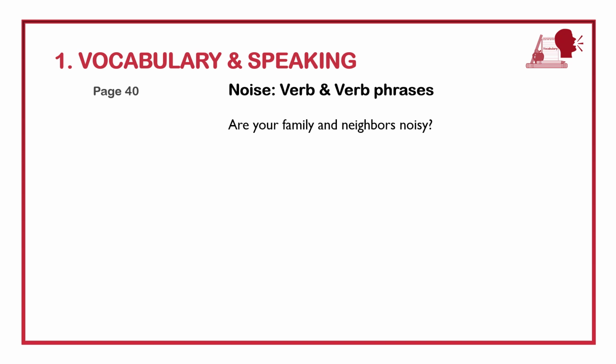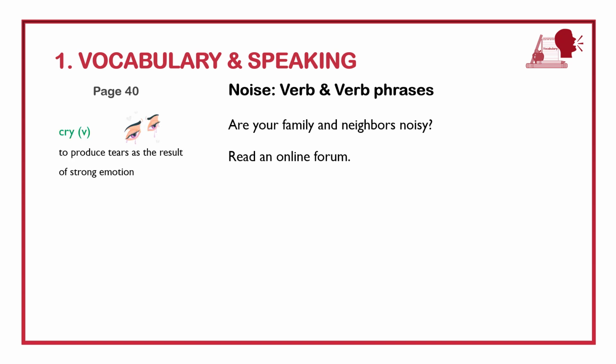So we will start with the first verb, cry. So, cry is a verb, and as you see, we write it with C-R-Y. But when we add third person S in the simple present form to it, it changes to C-R-I-E-S. So the spelling changes. Now, what does cry mean? It means to produce tears as the result of a strong emotion. So when you are very sad or very happy, maybe, you cry.